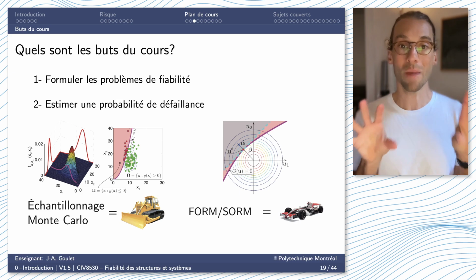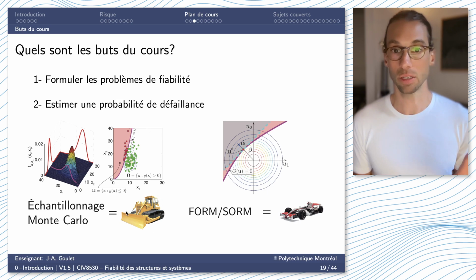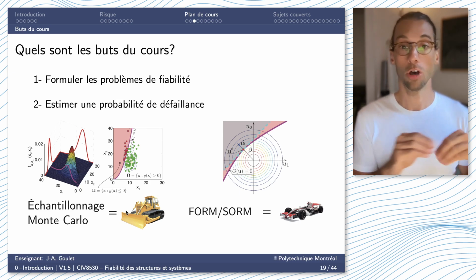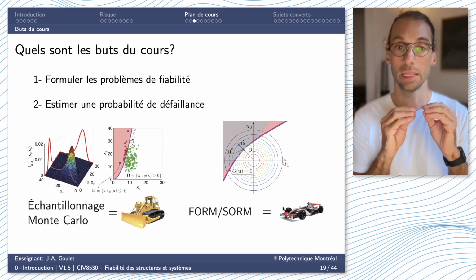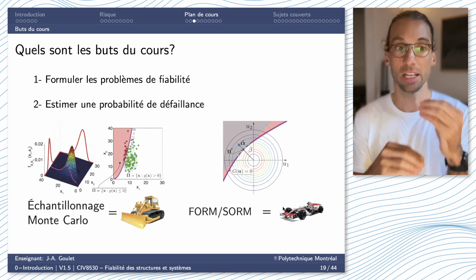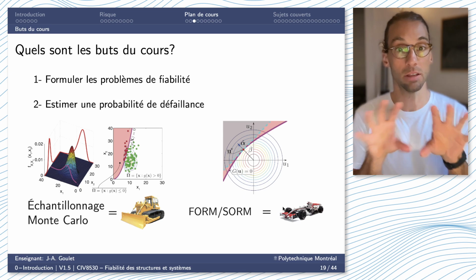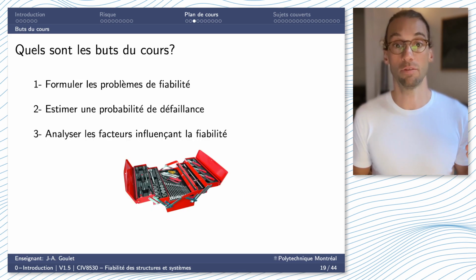We're going to see two main types of approach. The first one is associated with what I labeled here as a bulldozer. These are sampling-based approaches. They are widely applicable, but can be fairly slow. On the other end, we have that race car. These are analytical approaches that are very fast, but require that we satisfy some hypotheses in order to apply them. So we're going to see both, and we're going to see the strengths and limitations of each. This is in order to estimate the probability of failure itself.